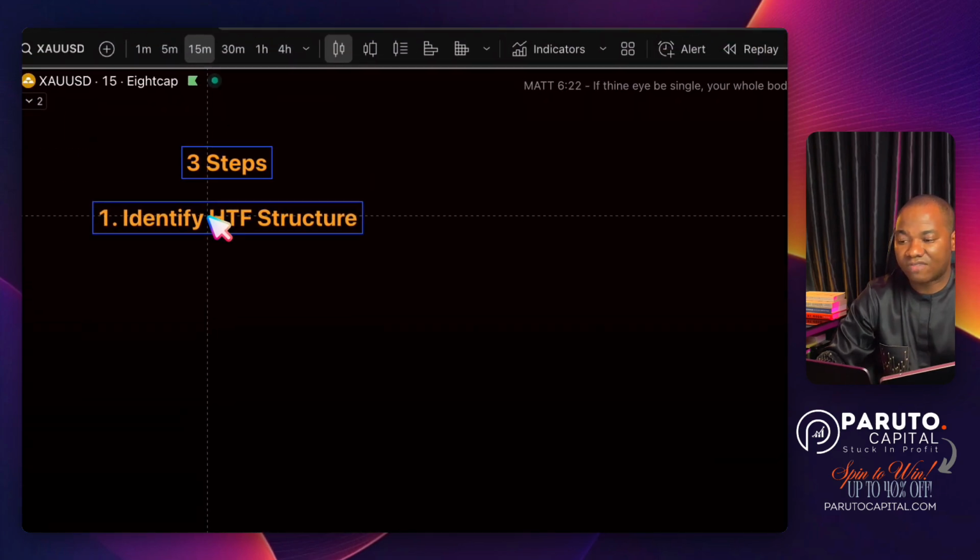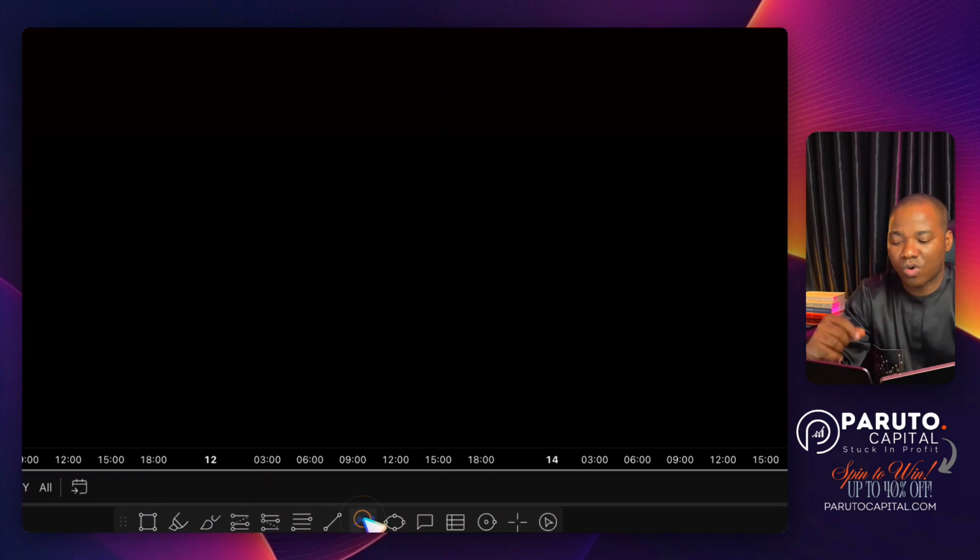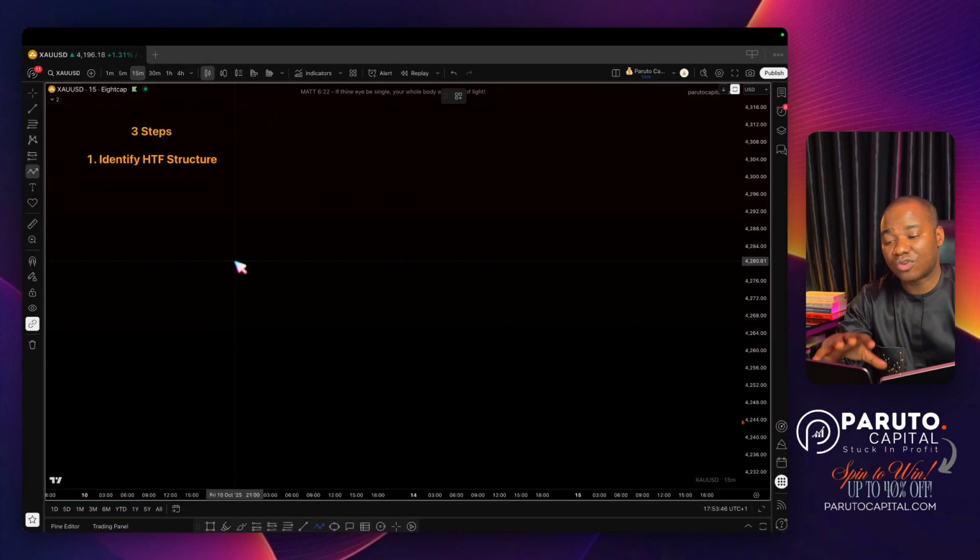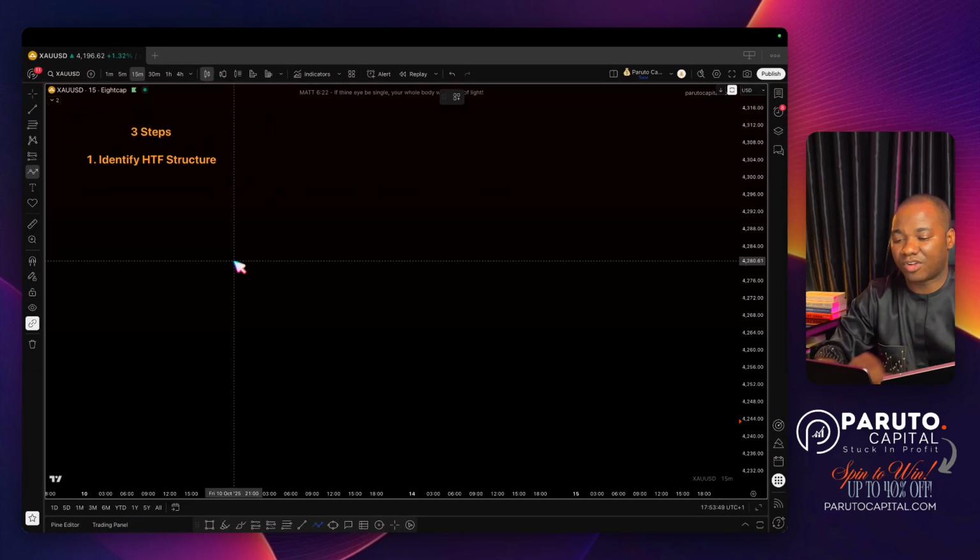All right, so we have the first step: identify the high time frame. In terms of looking at the high time frame, you want to analyze different things: the bias of the market, the trend of the market. You want to find your highs, you want to find your lows. You want to know if the market is ranging or if the market is trending.